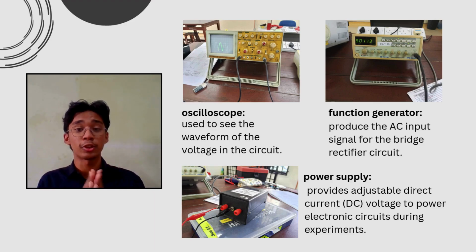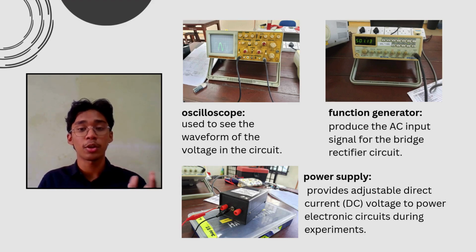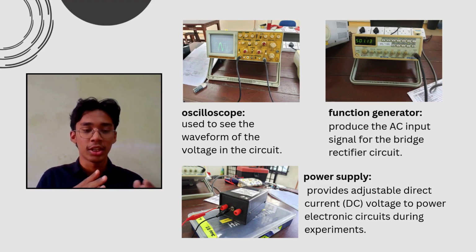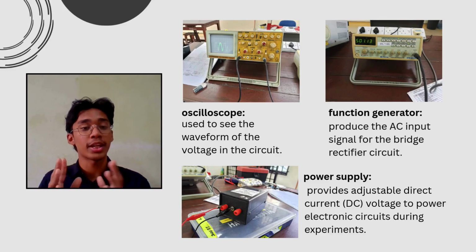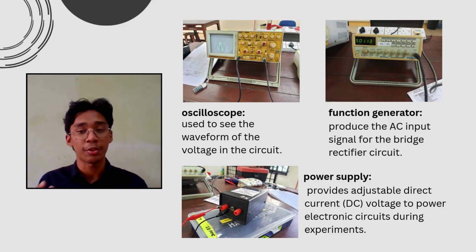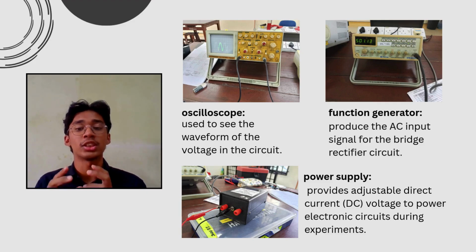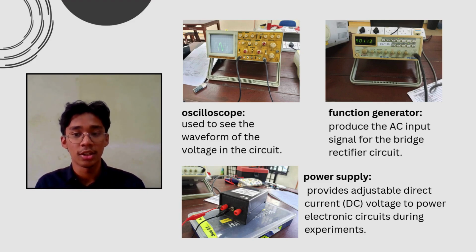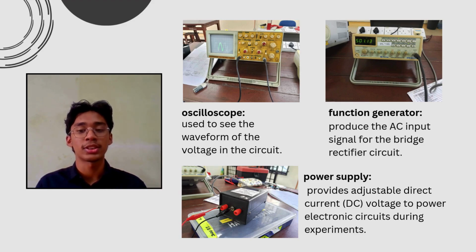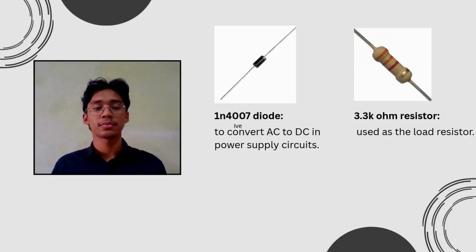First we have the oscilloscope. It is used to see the waveform of the voltage in the circuit. It can observe the AC and DC input and output in the waveform. Next is a function generator, which produces the AC input signal for the bridge rectifier circuit. Thirdly is the power supply, which is important. It provides adjustable direct current DC voltage to power the electronic circuit during the experiment.